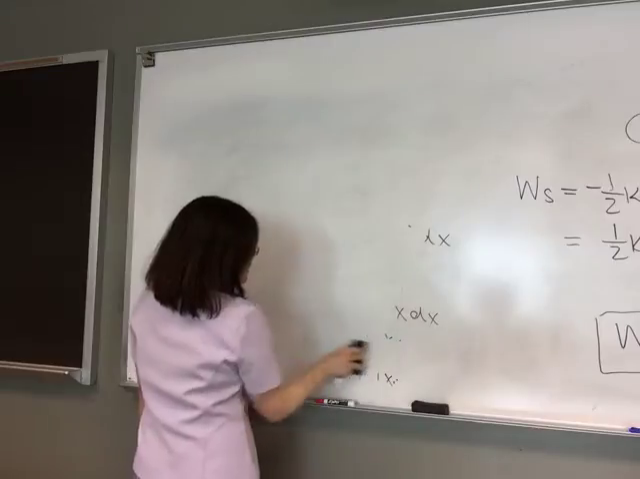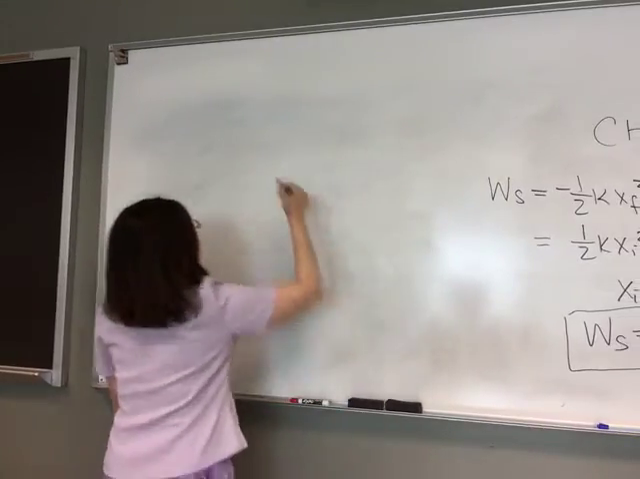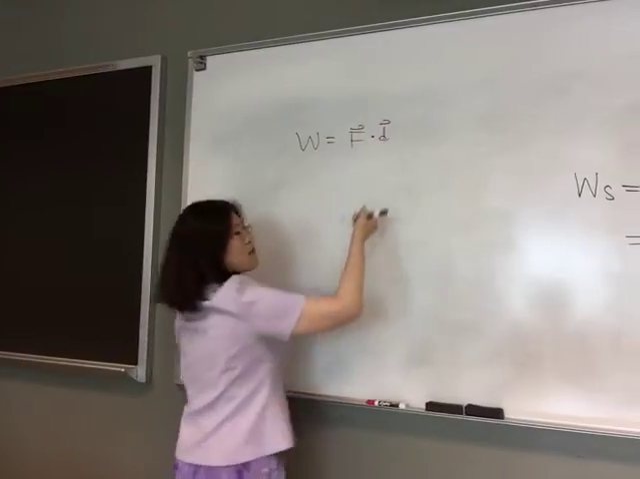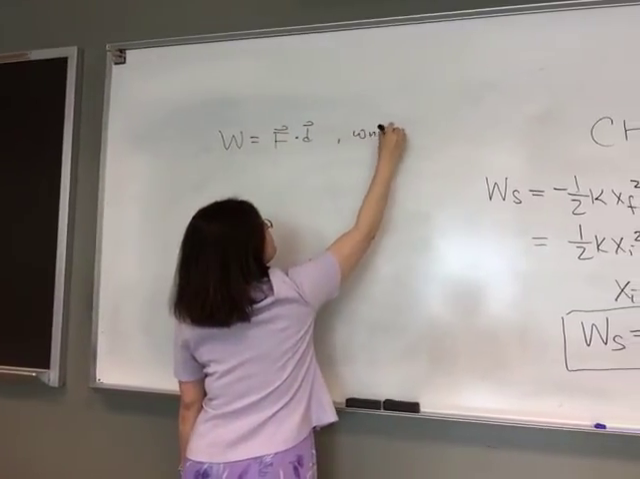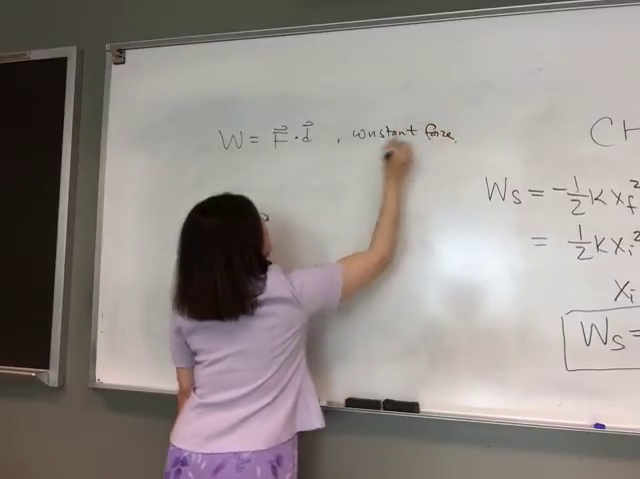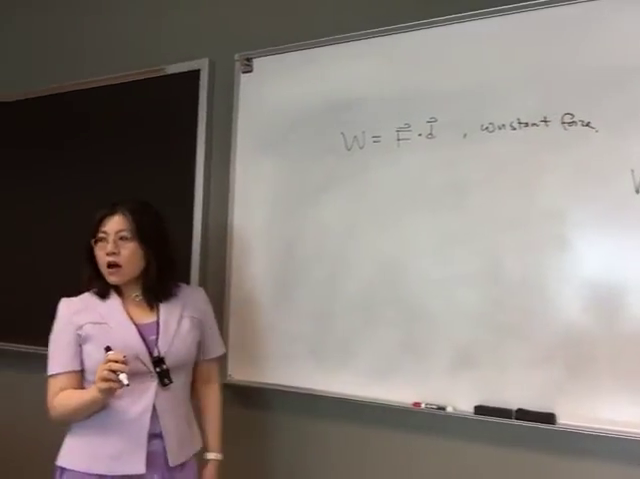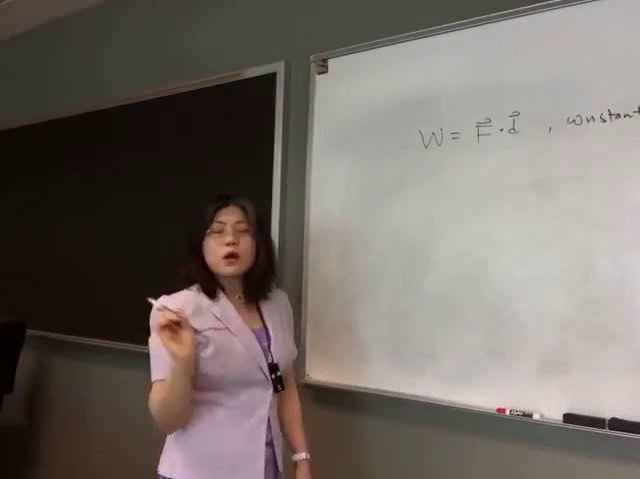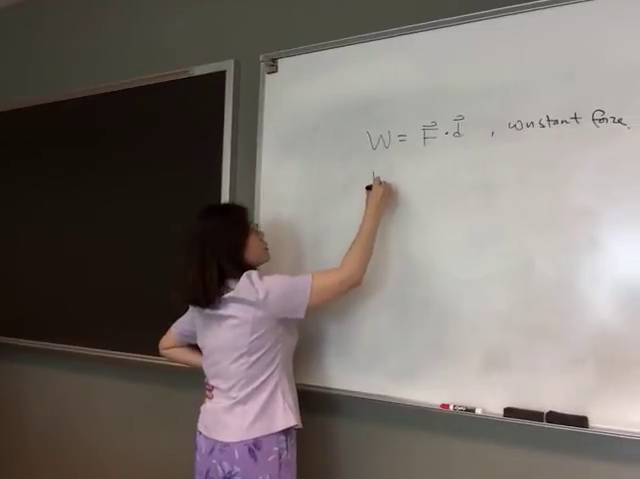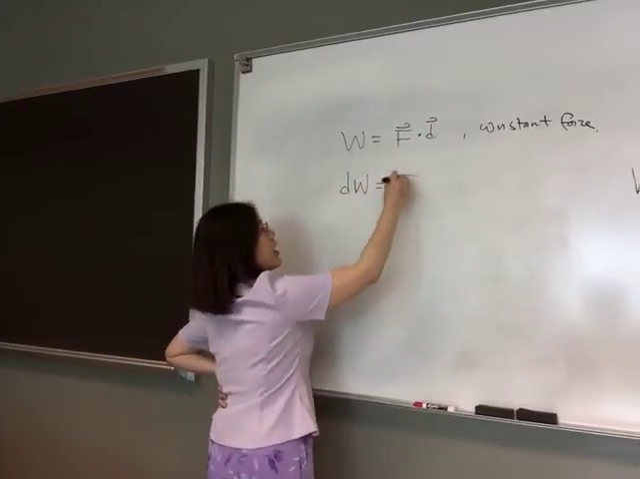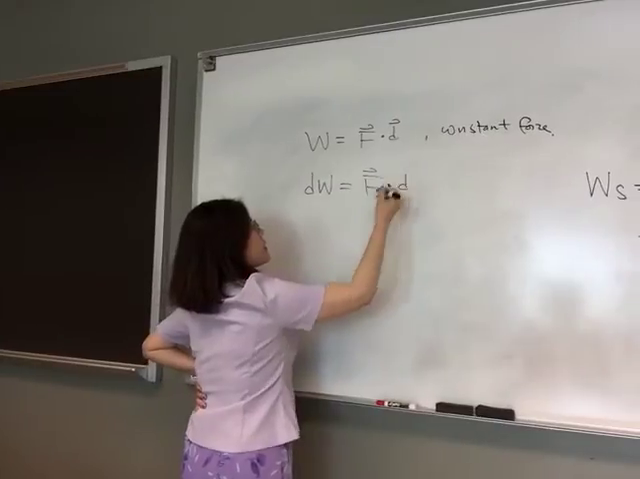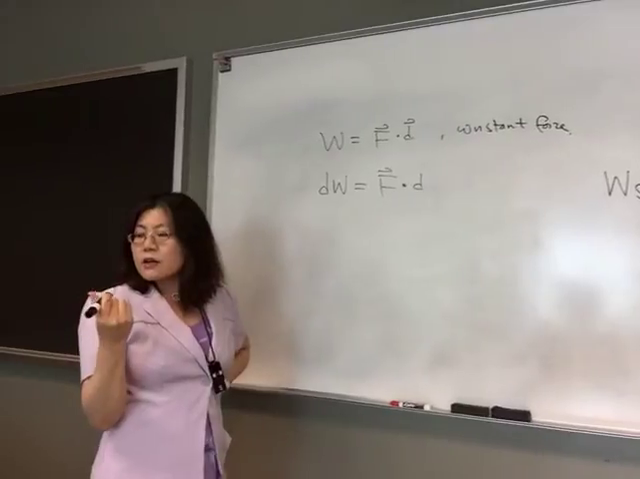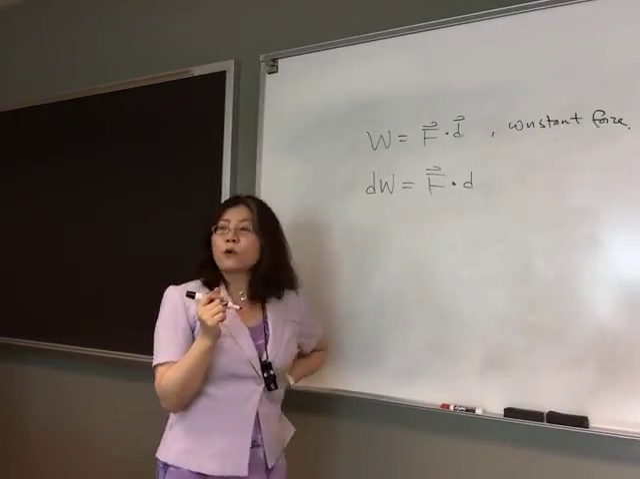In order to do that, we mentioned that by definition, work is equal to this. This is when you have a constant force. If you have a force that is not constant, what you want to do is find the differential work. Differential work is equal to F dot, instead of dx, now it's three-dimensional, so we use a position vector. What is a position vector in differential form?